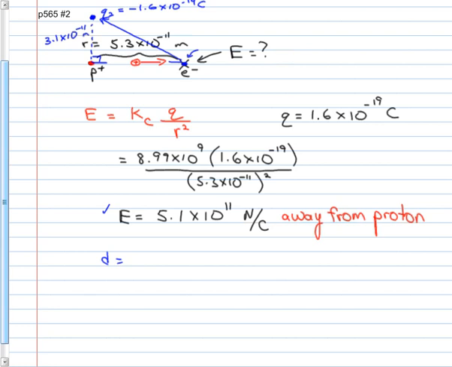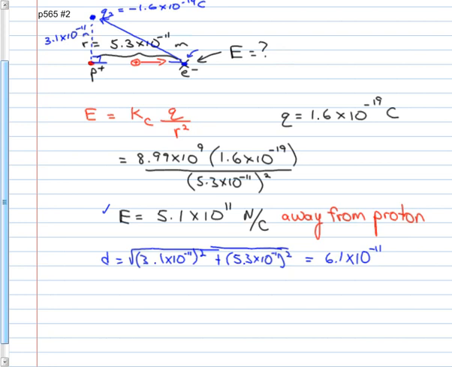Pythagorean theorem. You are going to take the square root of 3.1 times 10 to the negative 11th squared plus 5.3 times 10 to the negative 11th squared. So what is the distance between that electron and our position? 6.1. 6.1 times 10 to the negative 11th. So that is our new radius, if you will.